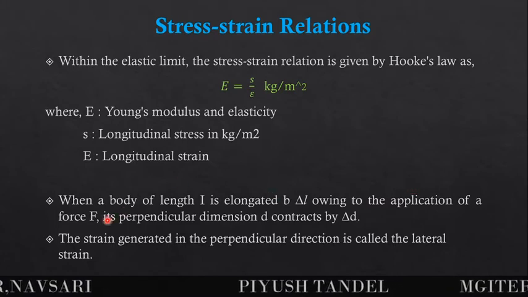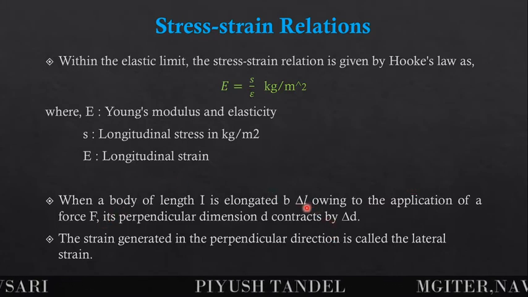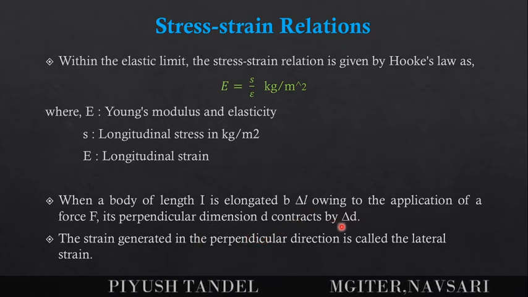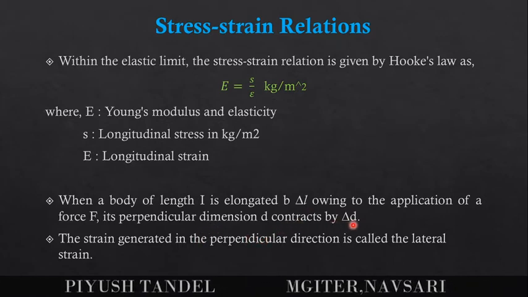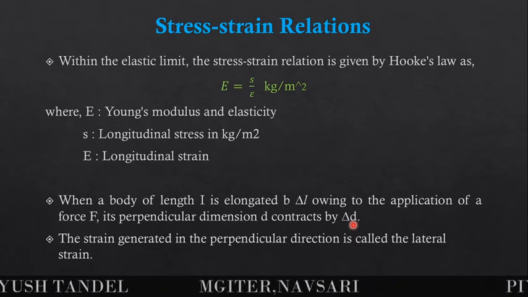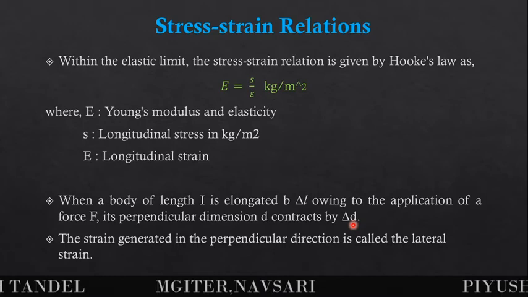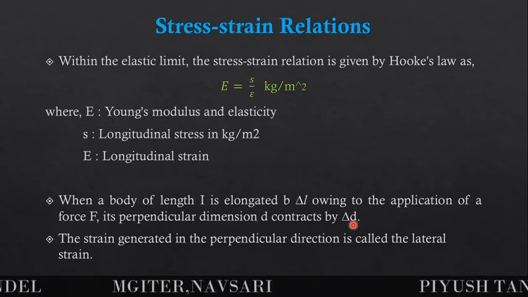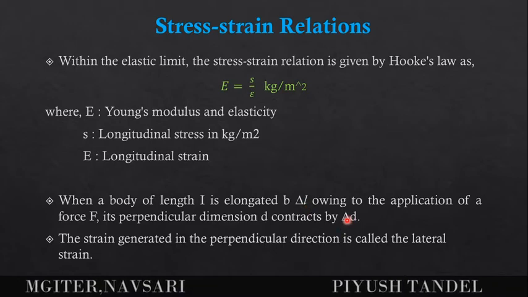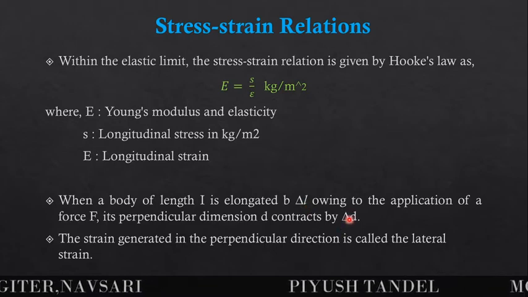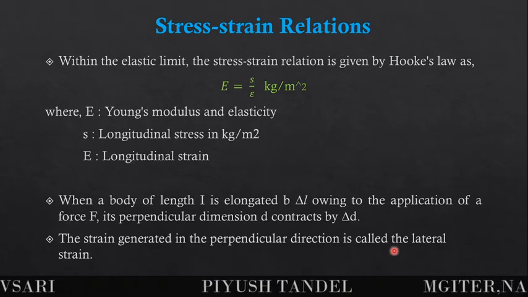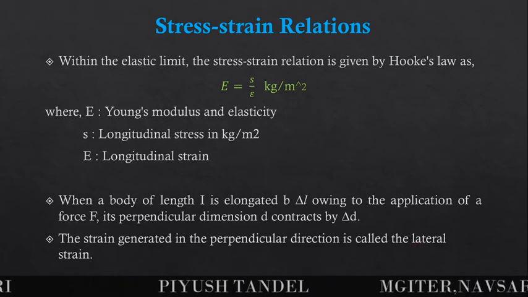So whenever we are applying the force F, its length is going to be changed by delta L. Its perpendicular dimension D contracts by delta D. So if we are increasing the length of the rod by applying the tensile force, its diameter is going to be reduced, because length is going to increase and diameter is going to be reduced. So over here delta L is going to be increased and delta D is going to be reduced. The strain generated in that particular direction is called the lateral strain.